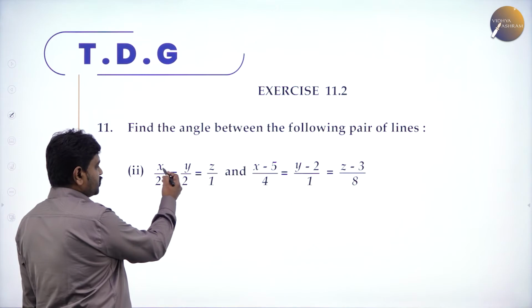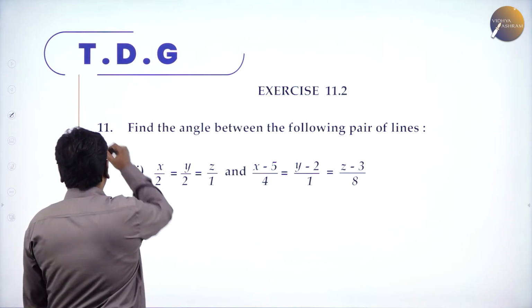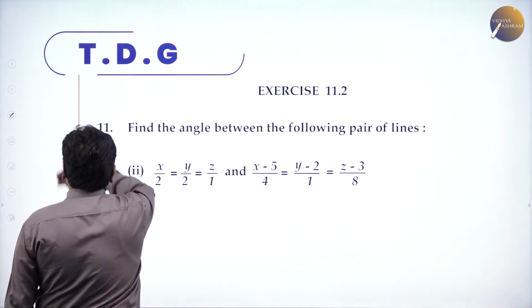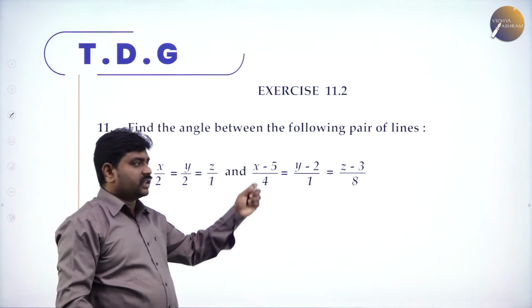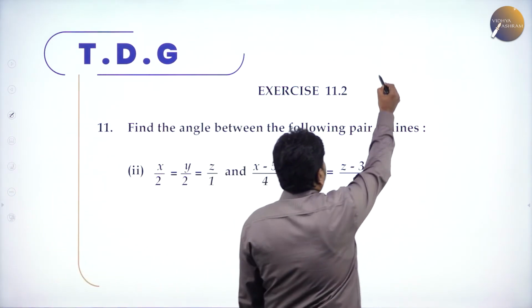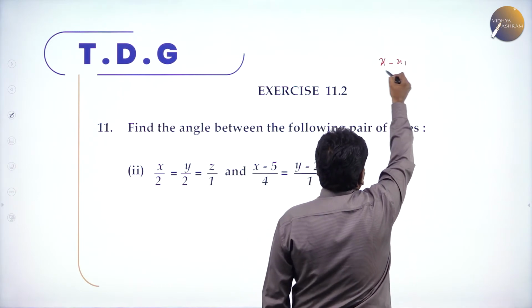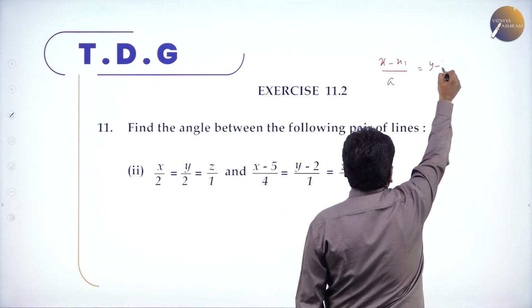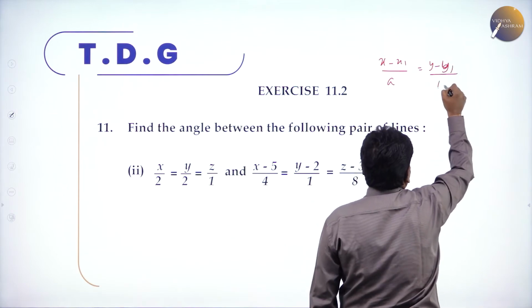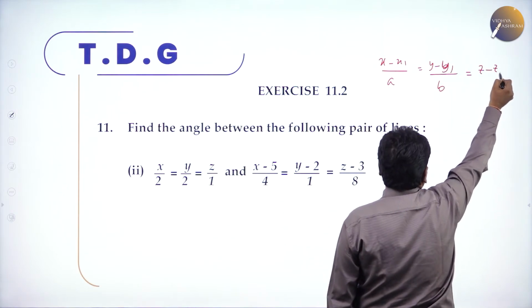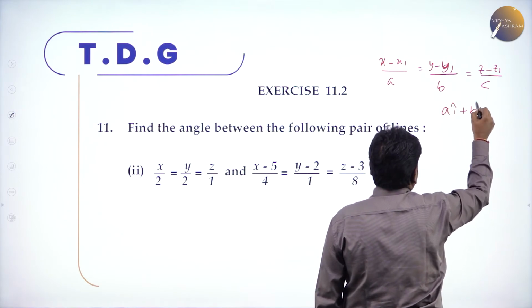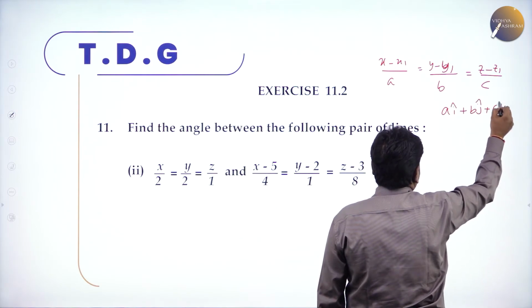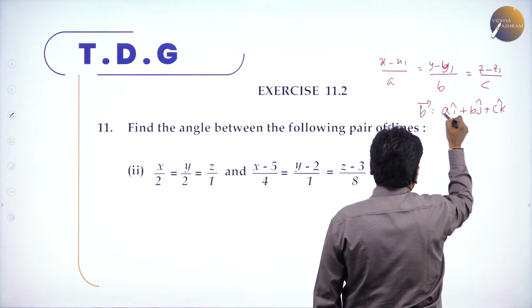x minus x1, x minus 0 here. So write vectors b1 and b2. Two lines are given, and both the lines are in Cartesian form. What is the Cartesian form of a line? All of you know the Cartesian form of a line is x minus x1 by a equal to y minus y1 by b equal to z minus z1 by c. This is a Cartesian equation. For the denominator, if you put i, j, k, ai, bj, ck, this will become vector b.